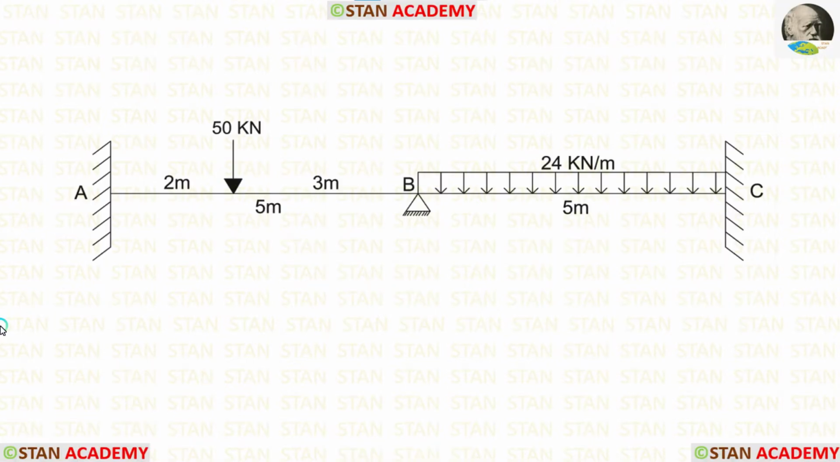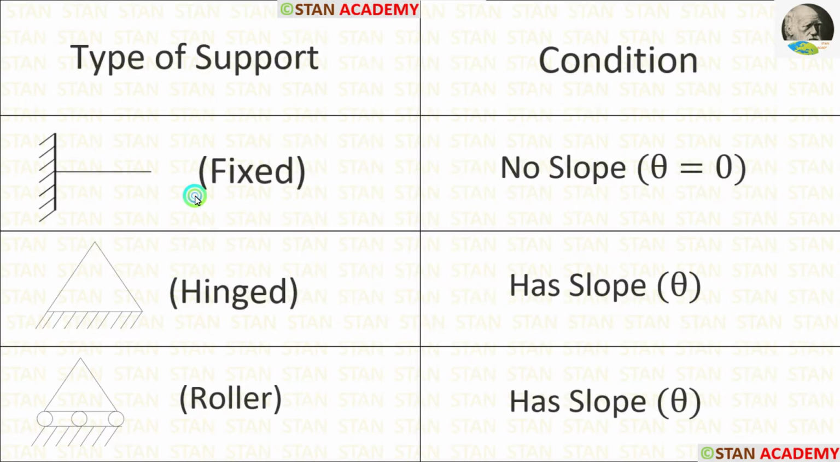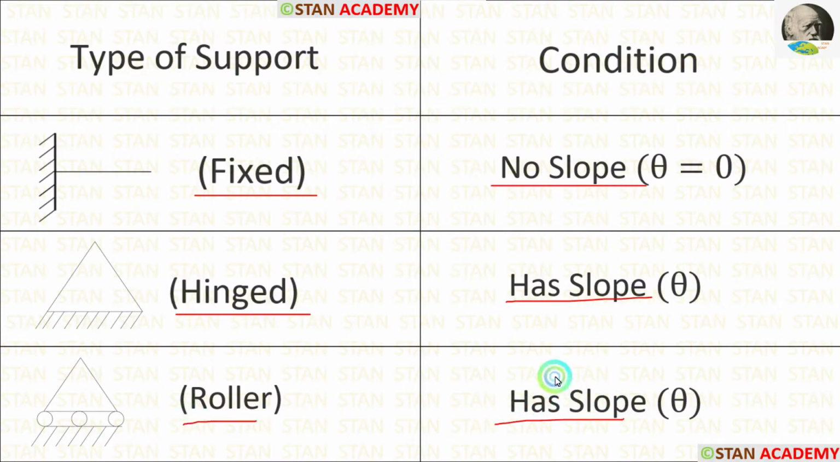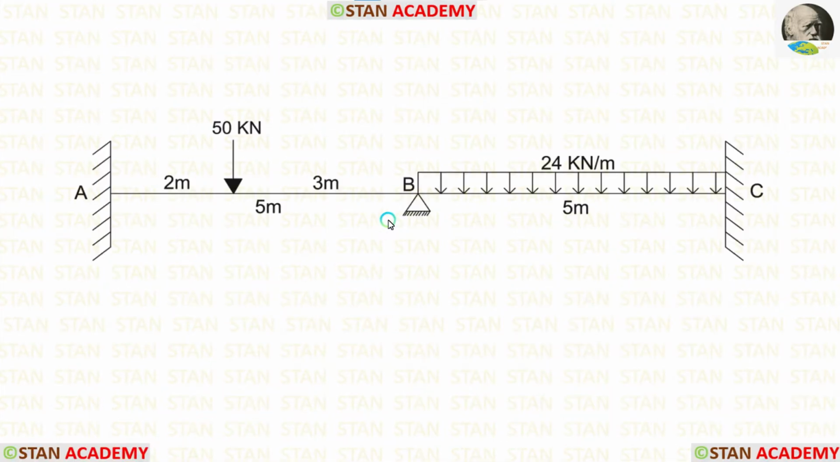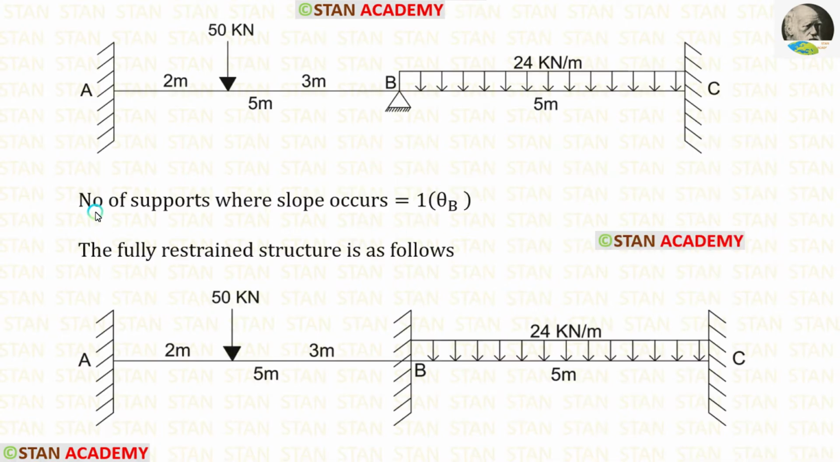In the stiffness matrix method, we have to check the number of supports in which slope can occur. Let us see the conditions. In the fixed support, there will be no slope. In the hinged support, there will be slope. In the roller support also, there will be slope. In this beam, in the point B, we are having a hinged support. So, the number of supports where slope occurs is equal to 1.